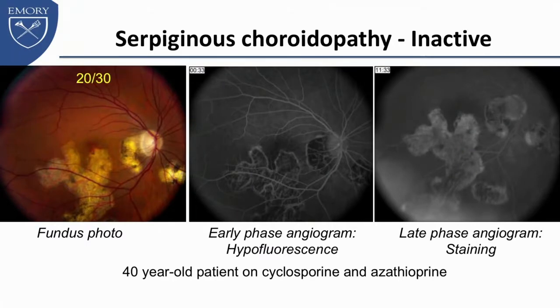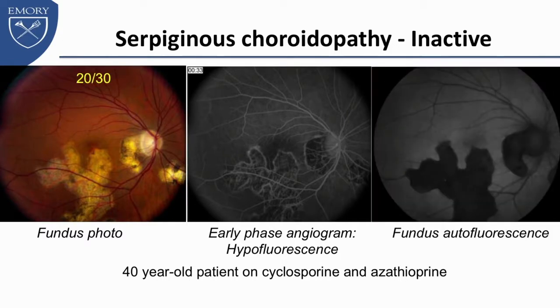Now moving on to serpiginous, which when you look at the textbooks talk about early hypofluorescence with late hyperfluorescence, but I really think that the fluorescein angiography pattern is quite different. This patient was seen at the National Eye Institute. He had a visual acuity of 20/30. His early phase angiogram does show hyperfluorescence, and there's just some staining during this period of disease inactivity. He was 40 years old, again on several immunosuppressive medications.